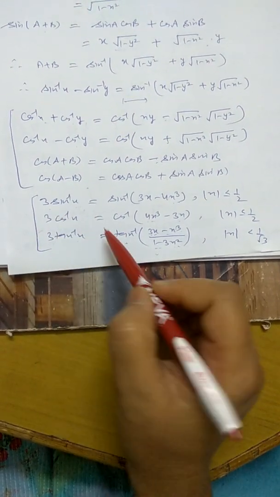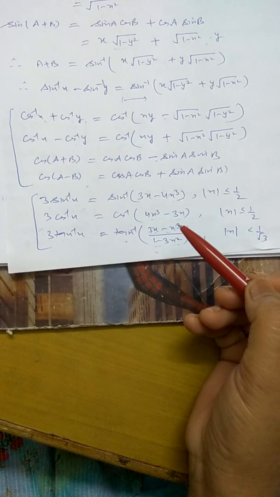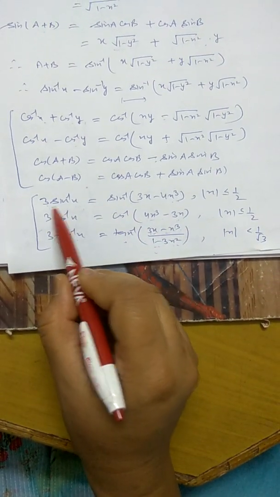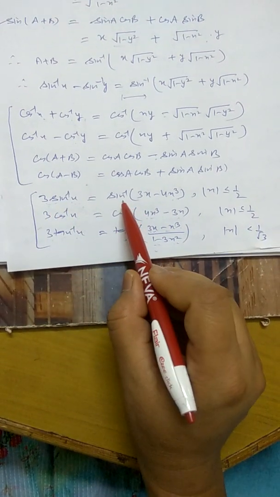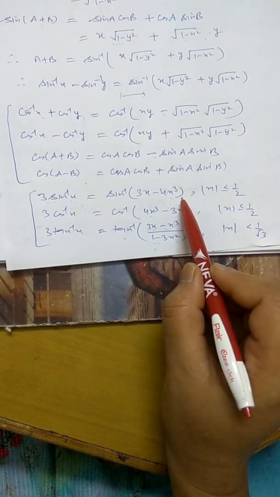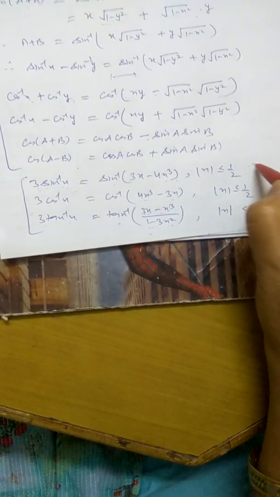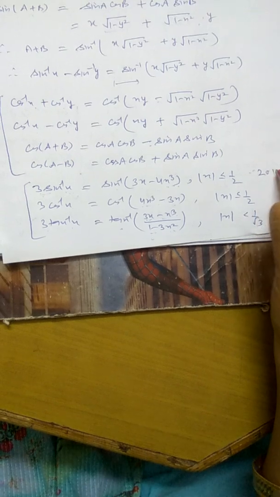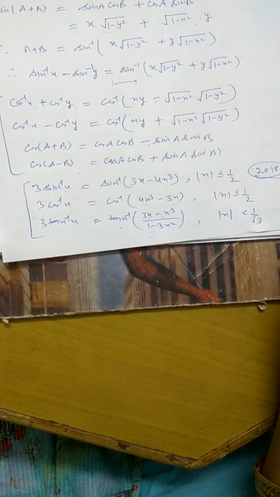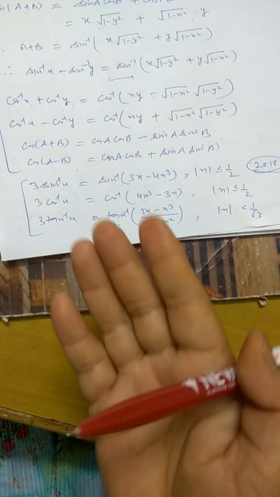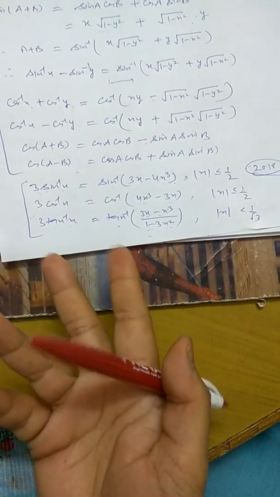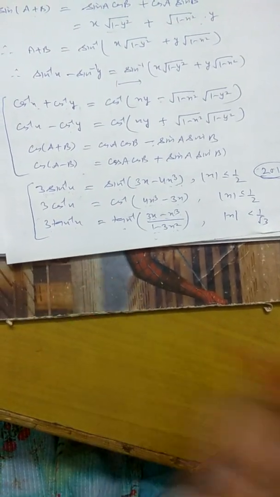And these problems can be asked in the exams. The same one, 3 sin inverse x is equal to sin inverse of 3x minus 4x cube, was asked in 2018. Similarly, you can prove these questions very easily.